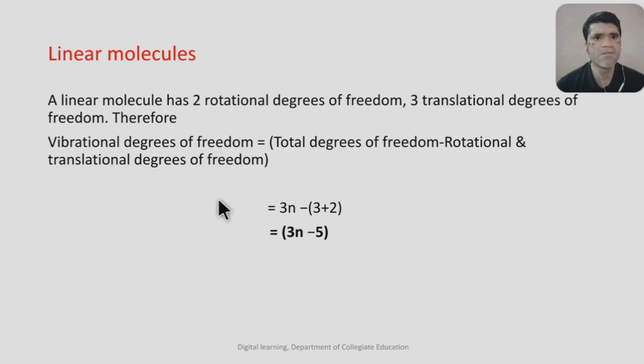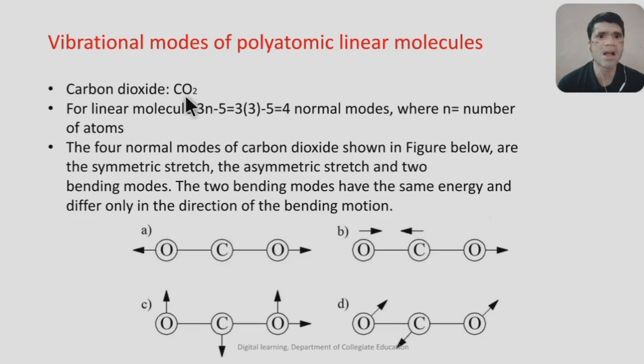For example, if I take HCl, n will be 2, as 2 atoms are present. For CO2, carbon dioxide, the value of n will be 3 because 3 atoms are present. Let us take carbon dioxide as one example. Carbon dioxide is a polyatomic linear molecule. So for this, 3n minus 5, that is 3 into 3, 9 minus 5, gives 4 normal modes of vibration, where n is the number of atoms.